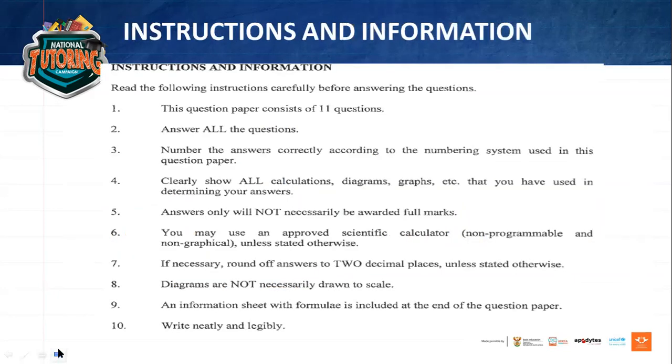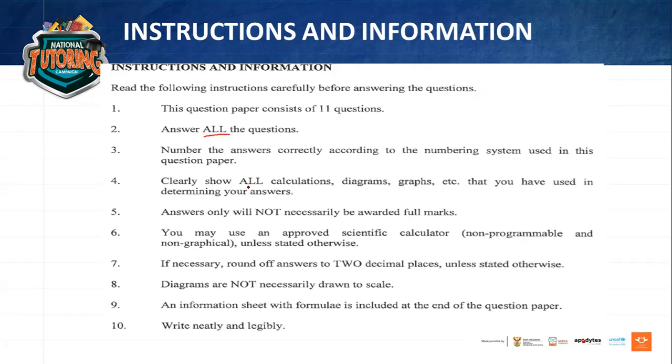Another important thing that I wanted to highlight: every now and then I'll show you the instructions and information, but the most important one for today is that please answer all questions. In mathematics, there's no optional questions. We answer all questions because no marks would be awarded for empty spaces. And of course, numbering is very important. We number exactly as the numbering system used in the question paper, okay?